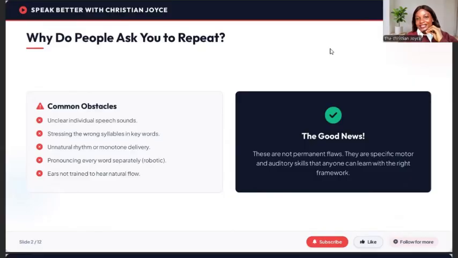The good news is these are not permanent flaws. They are specific motor and auditory skills that anyone can learn with the right framework, which I'll be showing you very soon.